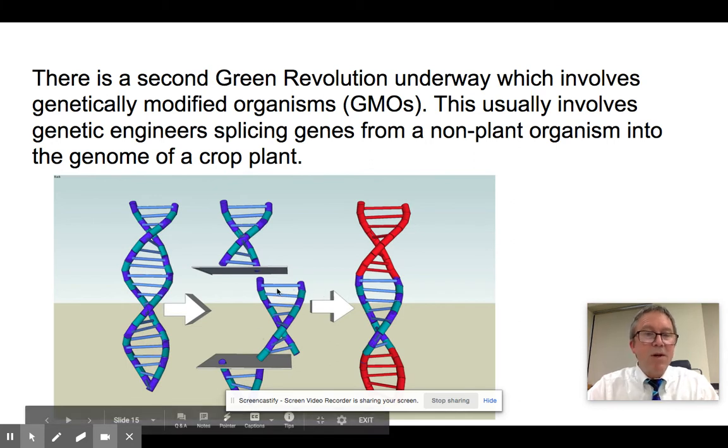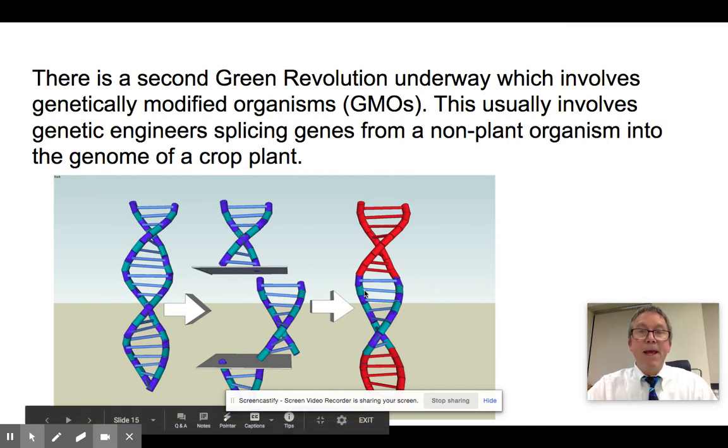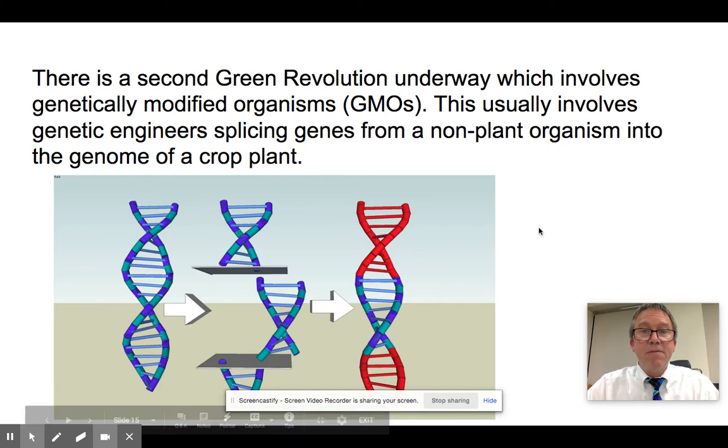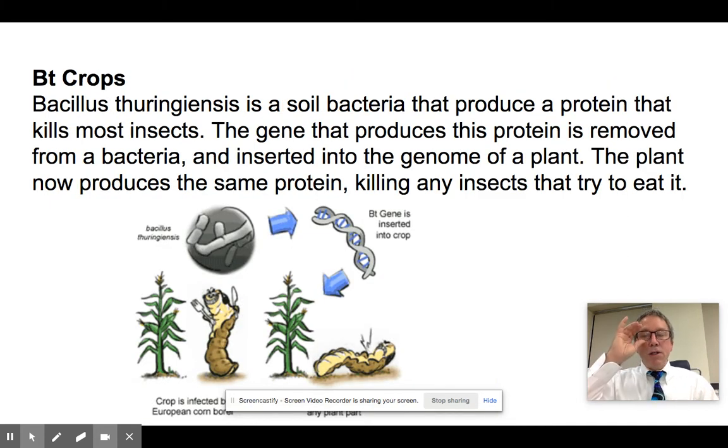So this right here is a DNA sequence for making a certain protein, which the plant didn't make, but the bacteria did. Well, now the plant makes that protein, and that protein can be very, very beneficial. So that's basically how we genetically engineer these plants. We call them GMOs, for genetically modified organisms. So let's just look at a couple of these.